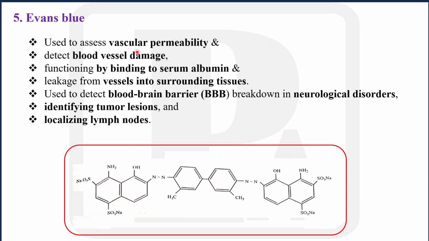So it is used to check the vascular permeability for detecting blood vessel damage by binding to the serum albumin, and also leakage from vessels, that is used to diagnose the leakage from the vessels into the surrounding tissues. It is used to detect blood-brain barrier breakdown in neurological disorders, identifying the tumor lesions and also localizing lymph nodes.